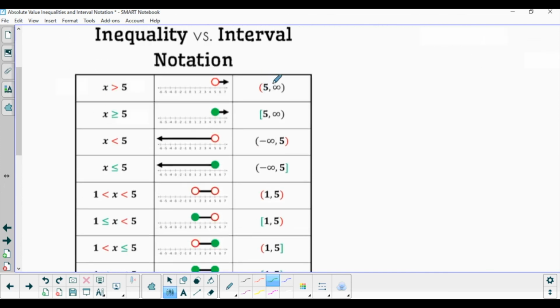You put 5 on the left, and you put a parenthesis and infinity on the right. If it's equal to, you get a square bracket. If it's less than, you put negative infinity on the left, and you still use parentheses. You never use a square bracket with infinity or negative infinity because that's not a number.